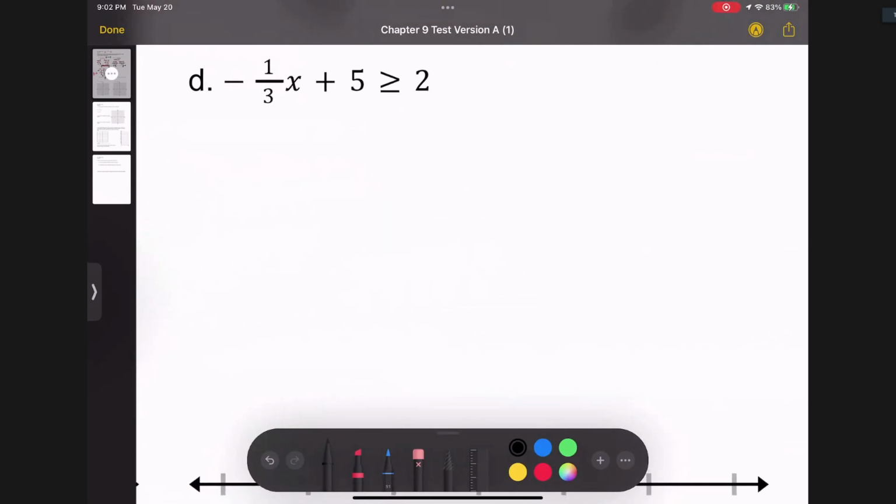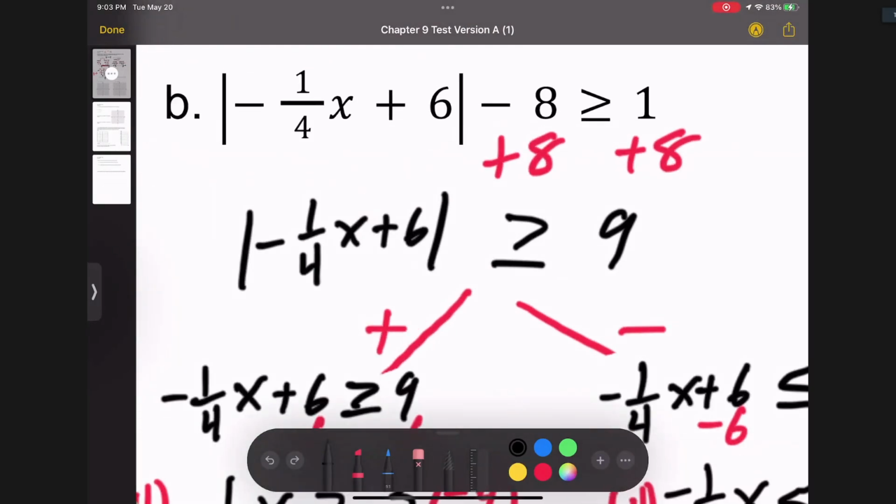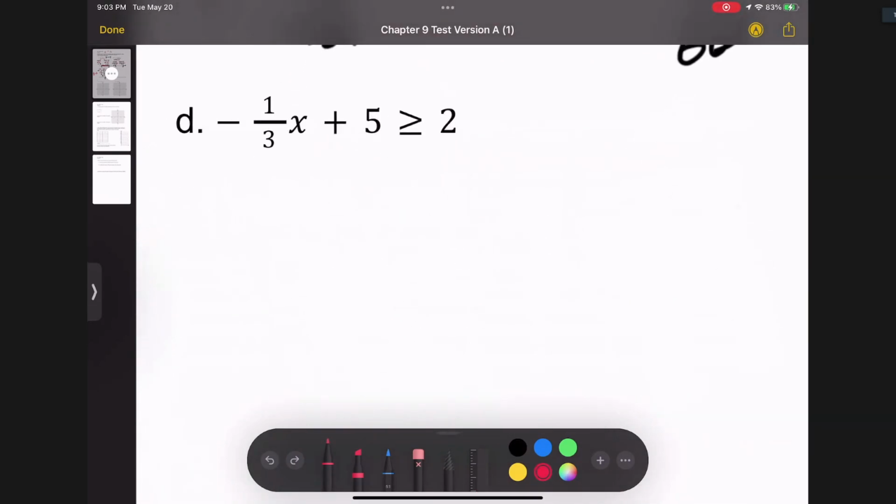Now let's move on to the next one. Again, you want to get x by itself. Is there any absolute values? No, so we do not need to do that split whatsoever. So only do the split whenever you deal with absolute values, and the absolute value has to be by itself. If it's not by itself, you need to do whatever you can to get it by itself and then split. Now we got to subtract 5 on both sides. We'll get 1/3 x is greater than -3.